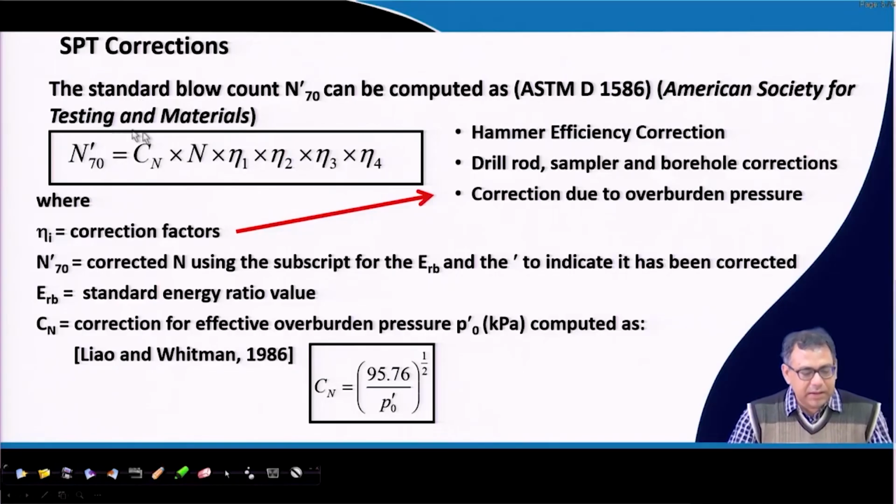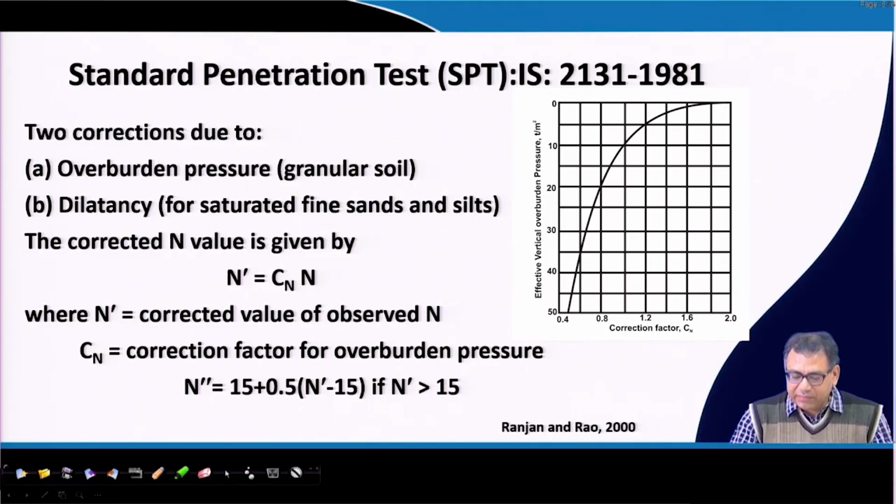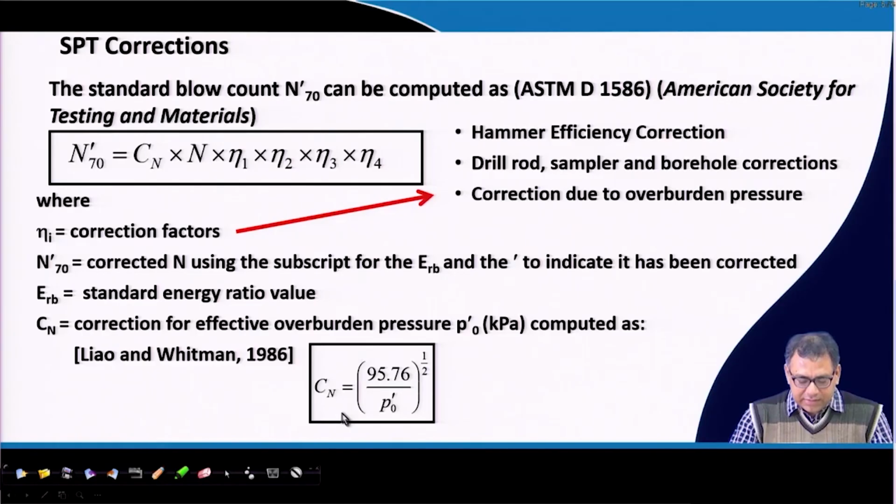But as per the ASTM, the American Society for Testing and Materials, they have proposed 5 corrections. So, what are those 5 corrections? This Cn is the correction due to effective overburden pressure, and this is the expression. In the IS code we use a chart. From that chart we can get the Cn value. This is the chart, this is the effective overburden pressure, and this is the correction factor Cn that you will get from the chart. But here I will get the Cn value from this equation, where P0 is the effective overburden pressure, which is in kPa.